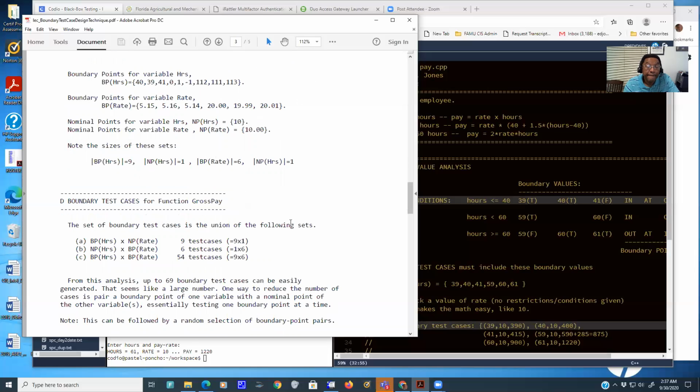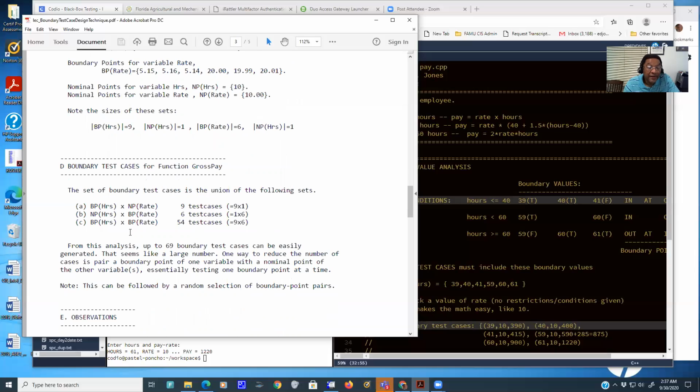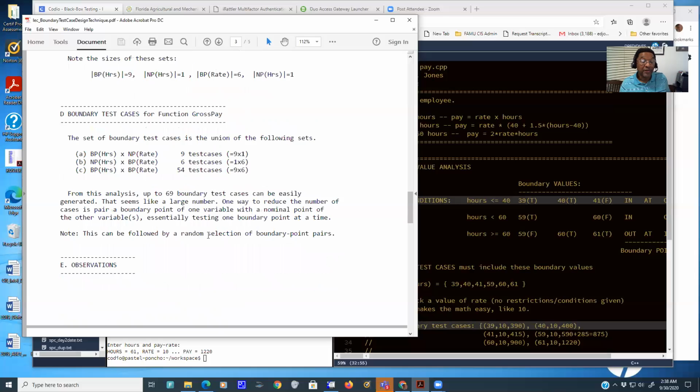All right. If you try to do the Cartesian product, where you try each boundary value for hours against all of the boundary values for rate, you'll have 54 test cases, which is way too many.